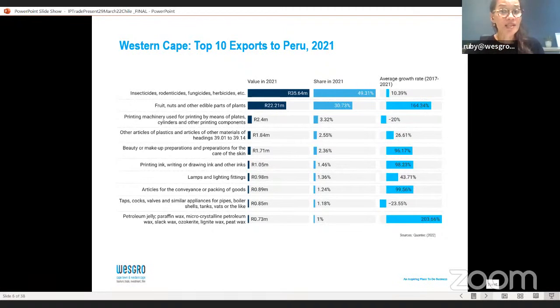Second to that, and one that has seen an amazing growth rate, so an average growth rate between 2017 to 2021, has been an increase in fruit, nuts, and other edible parts of plants. So these are exports to Peru, and we've seen a growth of about 164% in that space. There's a list of other products. You can see smaller shares, but a considerable growth in petroleum jelly, paraffin wax, and the like. And that's seen a growth over that period from 2017 to 2021 of about 204%.